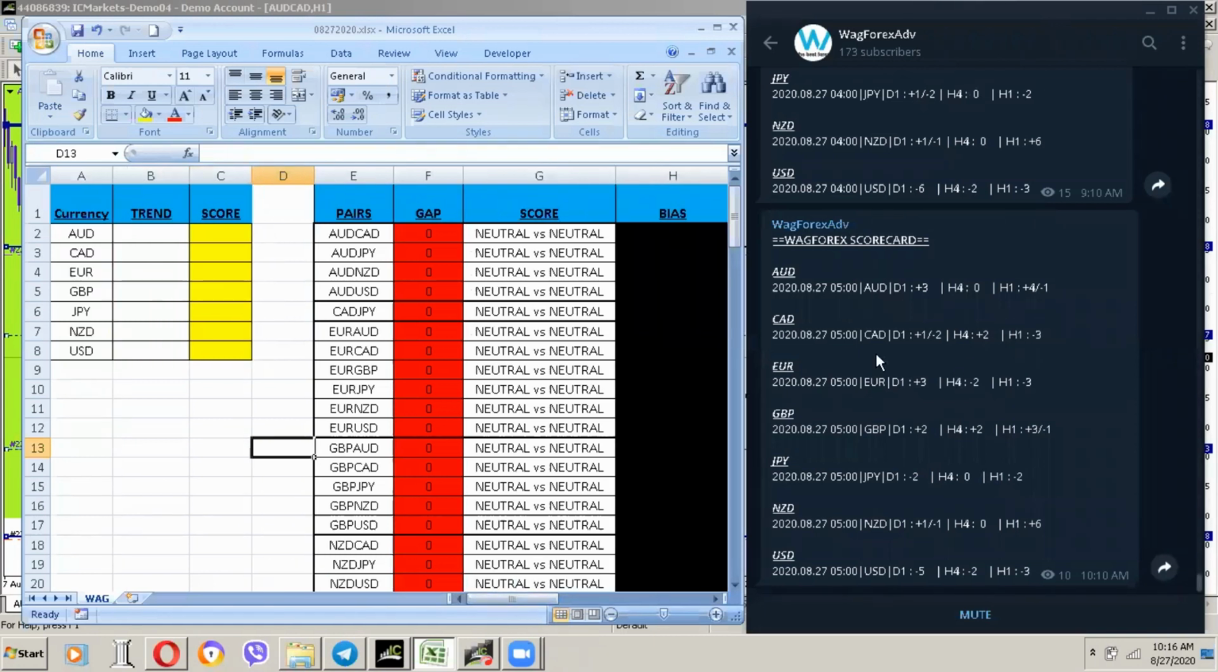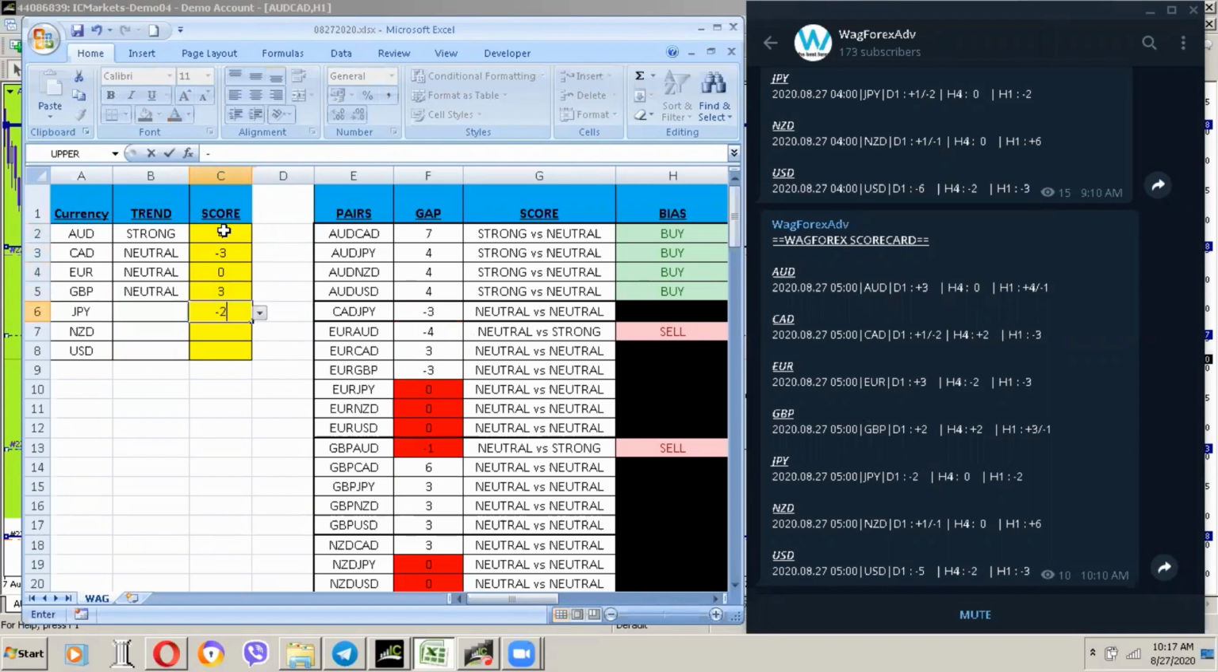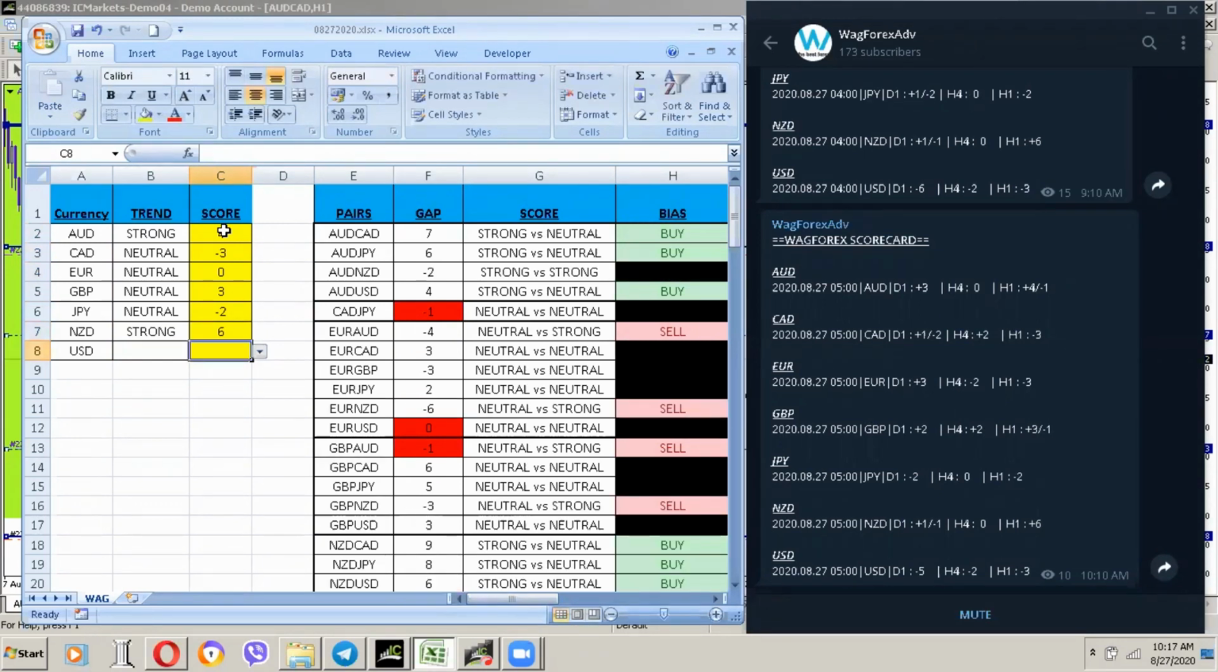So we have our scorecard and our scoreboard. First, AUD: we have positive 4. For CAD, we have negative 3. For Euro, we have 0. For GBP, we have positive 3. For JPY, we have negative 2. For NZD, we have positive 6. For USD, we have negative 5.